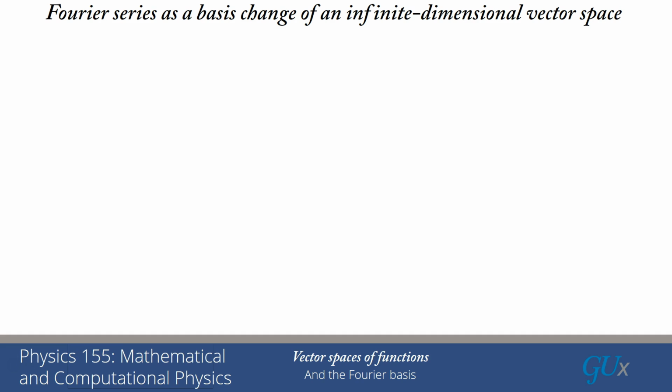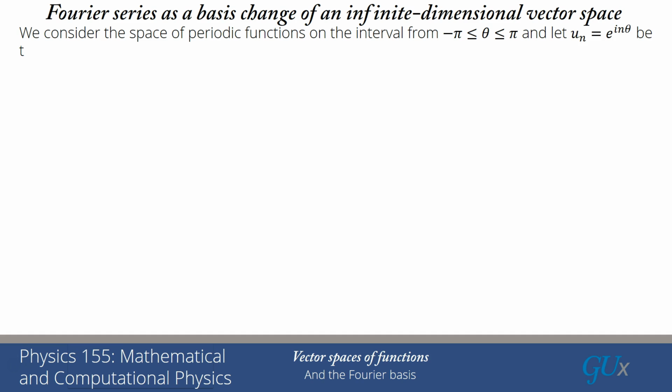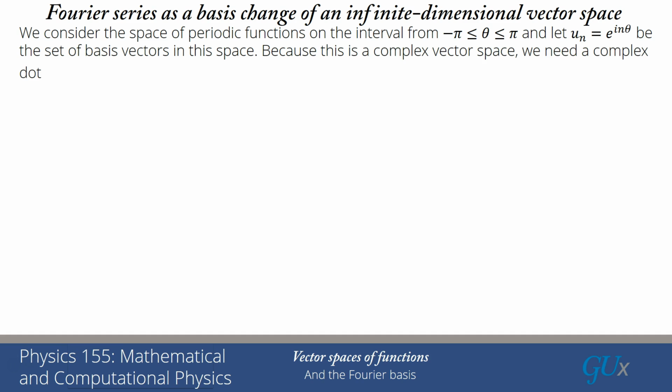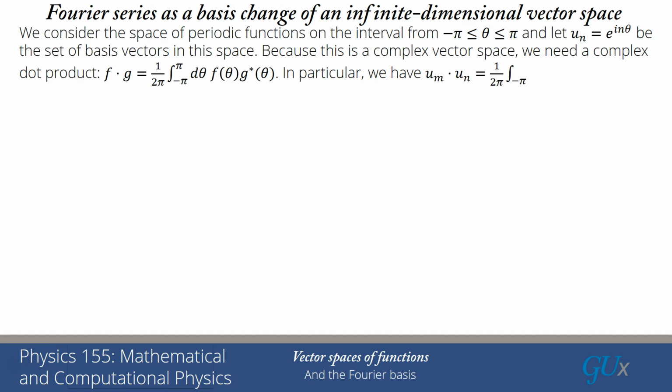Instead, now we're going to change and go back to a topic that we had looked at when we were doing linear algebra and looking at vector spaces, where we looked at different basis functions for an infinite dimensional vector space given by a set of continuous functions or functions that could be integrated over a particular interval. In this case, we're going to look at periodic functions on the interval from minus pi to pi, and we're going to let un equals e to the i n theta be a set of basis vectors in this space. Now, this is a complex vector space, so we're going to need a complex dot product. We've already defined what these are.